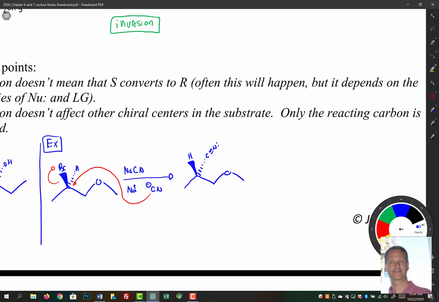All right, and then let's play around here and figure out R and S for this one, just for fun. So looking at this first structure here, the bromo group's number 1, H is number 4, this side's number 2, that side's number 3. So we're moving around this direction. H is pointing away from us. That is the R direction.